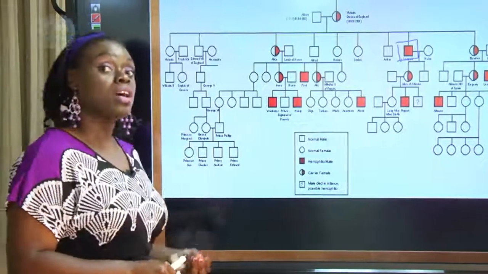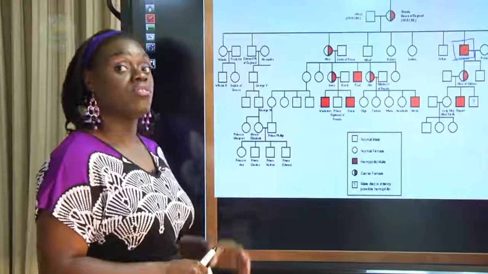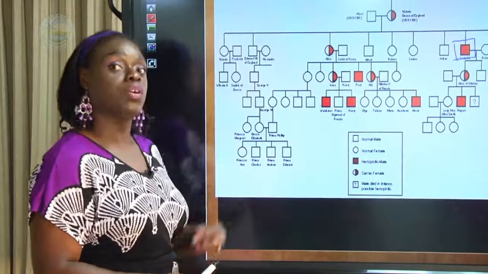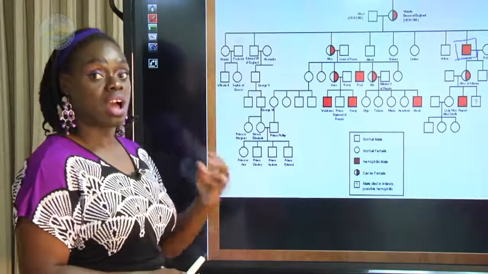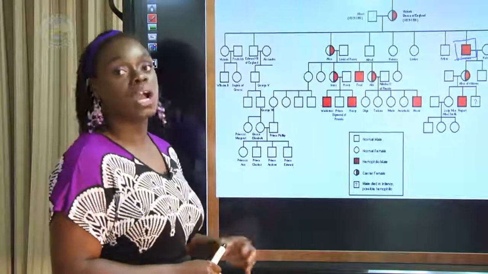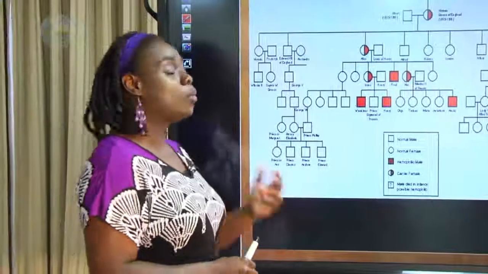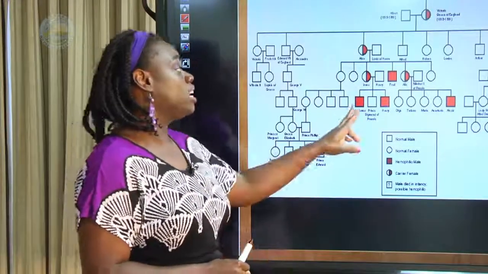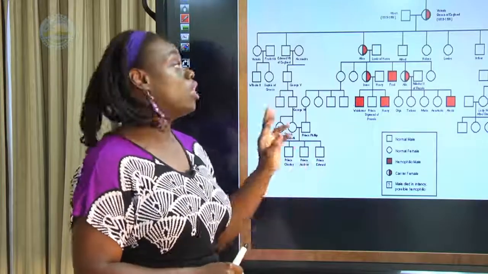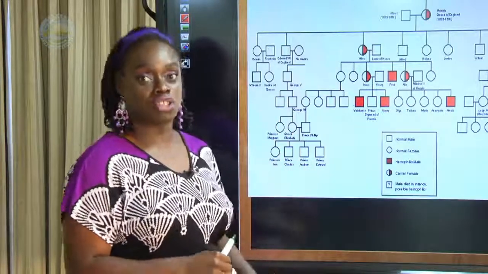So for a woman to have hemophilia, she would have to get recessive alleles from both parents. So both the father and the mother would have to have recessive alleles, and that is quite rare. So you will hardly find women with hemophilia. There are few, but it's really, really rare. You would mainly have men having hemophilia and the women being carriers of the trait.